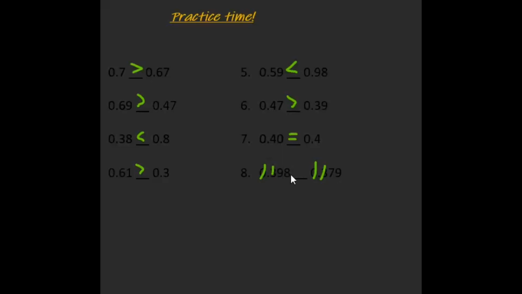So we see that the 9 is greater than the 7. So that also means that 398 is greater than 379. So we know that this is the symbol that we need, the greater than symbol. So now we know that 398 thousandths is greater than 379 thousandths. So these are the first 8 problems that we have done.